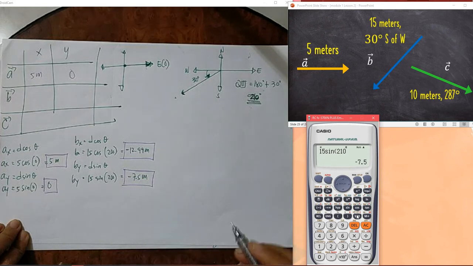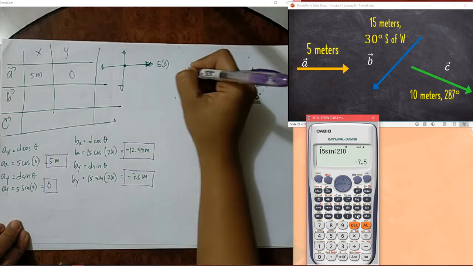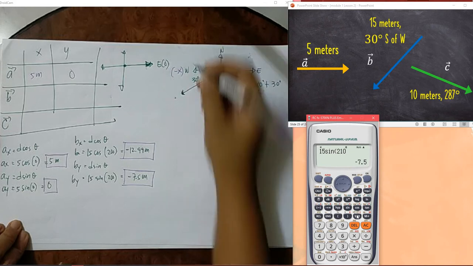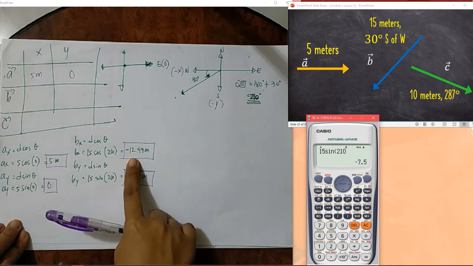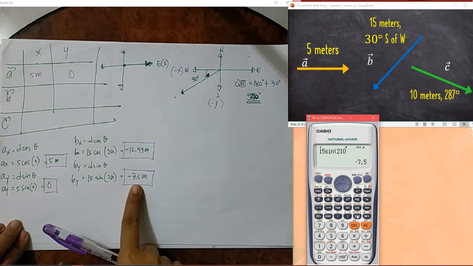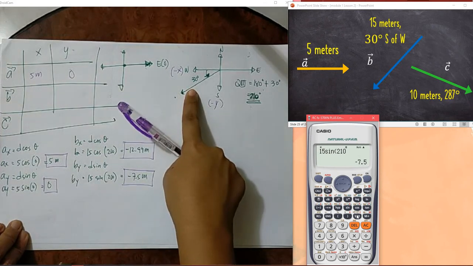So, when your vector is located on the third quadrant, both the y and the x here should be negative. So, let's check if our answer is correct. Our x is negative. Our y is negative. Therefore, we can prove that it's correct that our vector b is located on the third quadrant.